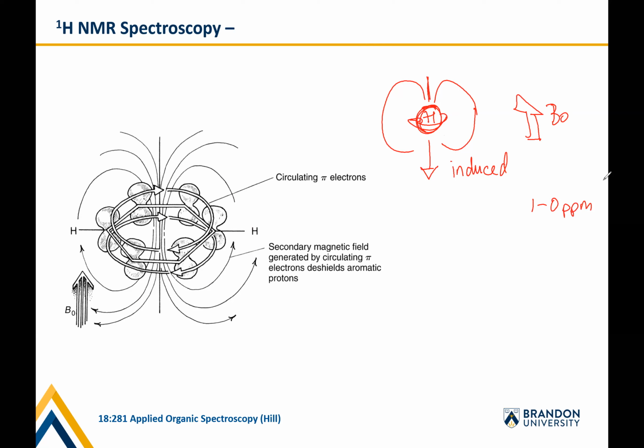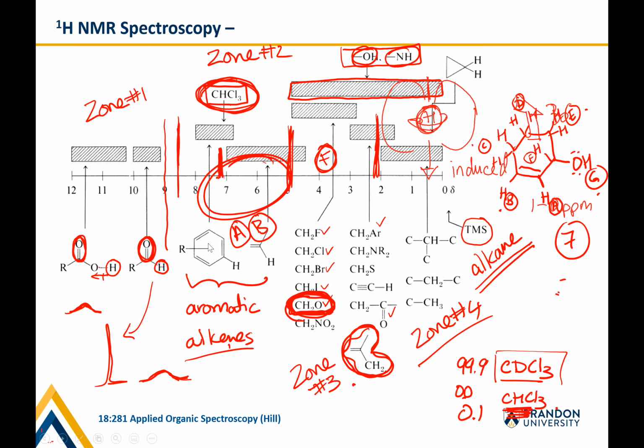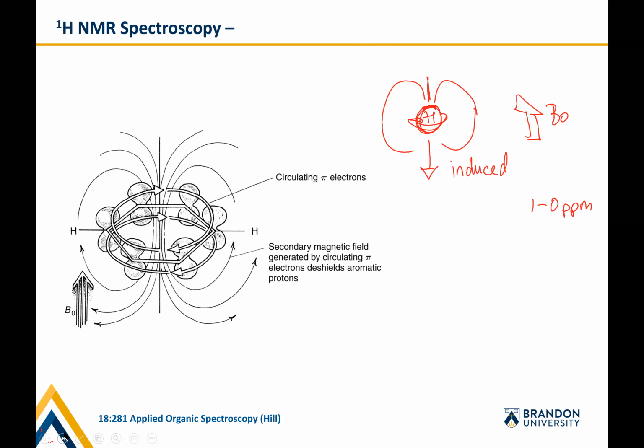Now with the aromatic rings from the previous slide, aromatics were way up here at around 7 and 8, and the double bonds were near 6. Something entirely different is going on here. What's happening is that the electrons are circulating around the ring, and this is generating a field, which overall is opposed to the applied field.